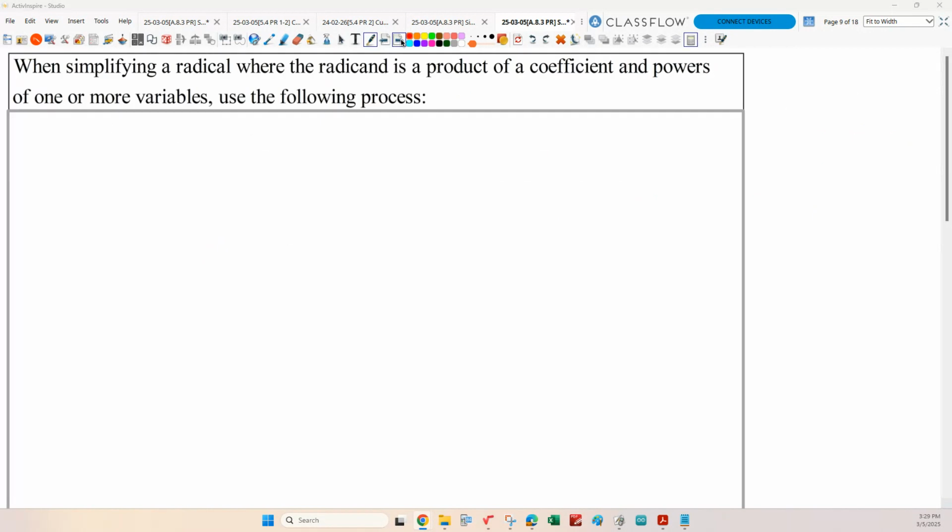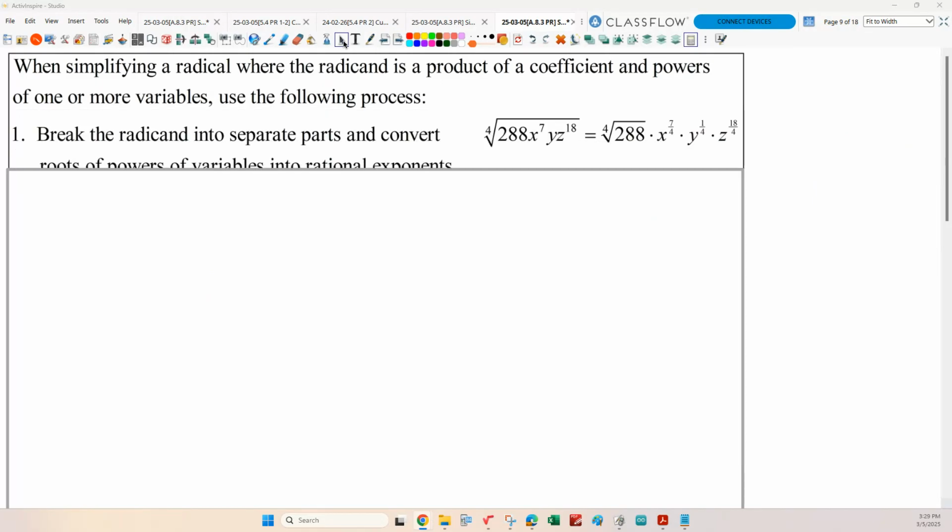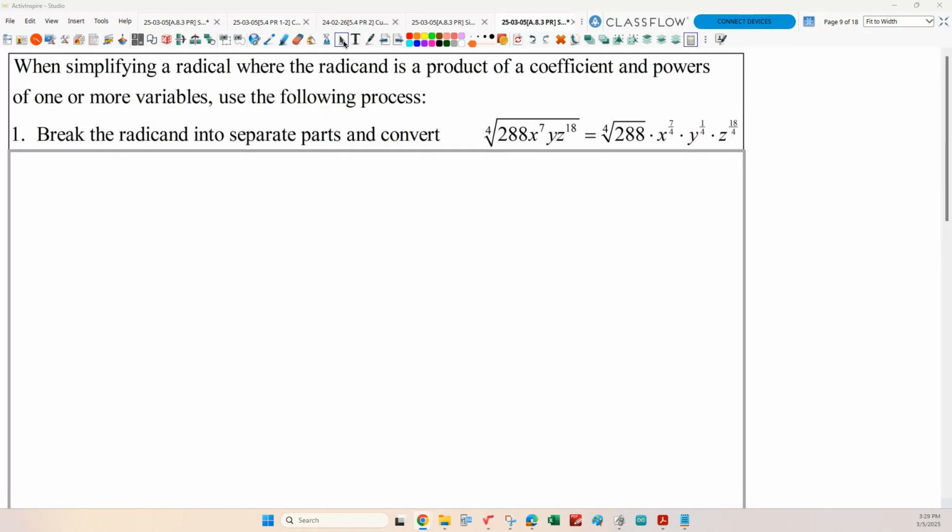All right, so what we're going to look at, I guess not tomorrow, but next week, is how we could do this if we had something like that. Yikes. What if I had the 4th root of 288 x to the 7th times y times z to the 18th? That looks terrible. What would my strategy be? Break it up. I'm just going to break it up into 4 separate parts. I'm going to break it up into the 4th root of 288, which we know how to do. We just make a factor tree.